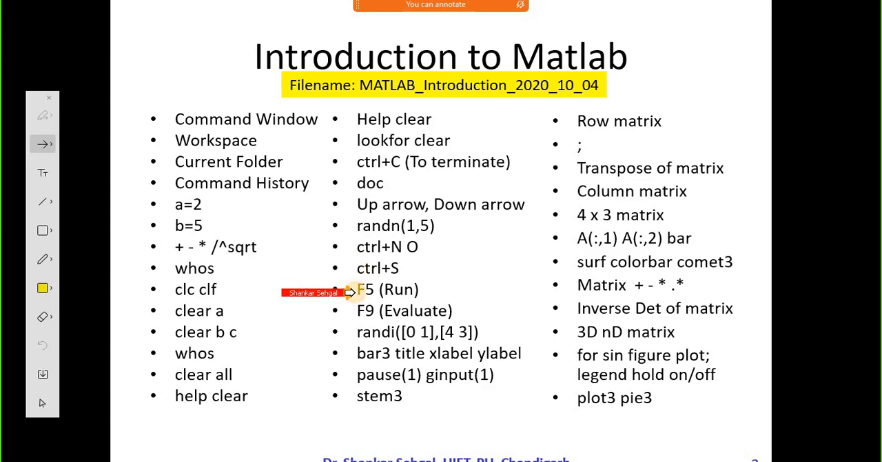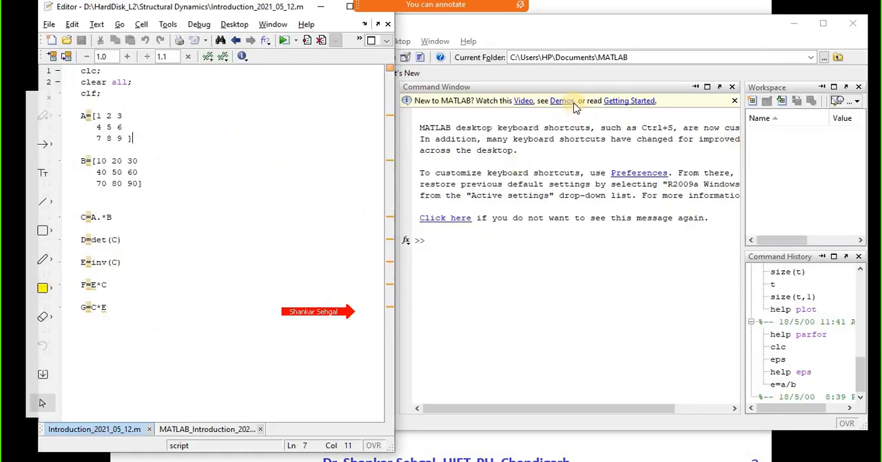And F5 is used to run the entire program. On the other hand, F9 is used to evaluate only the set of statements or instructions which you have selected. So let us see how this F9 works. Here this is the Matlab command window, and this is a basic program which I have written. Okay, let me first show the effect of F5. So I am at present going to press F5.